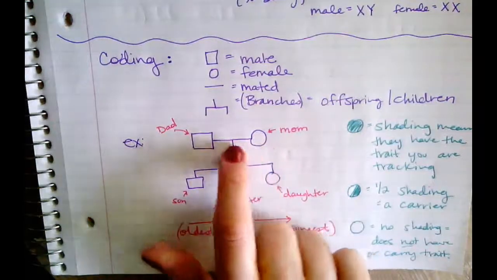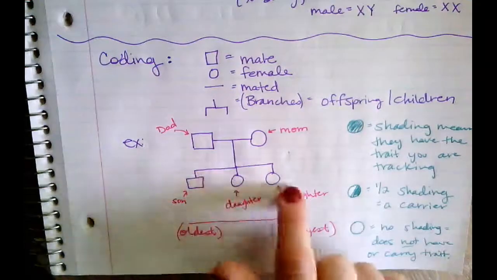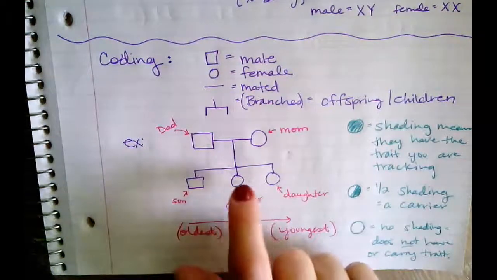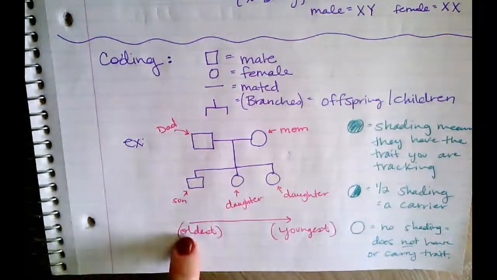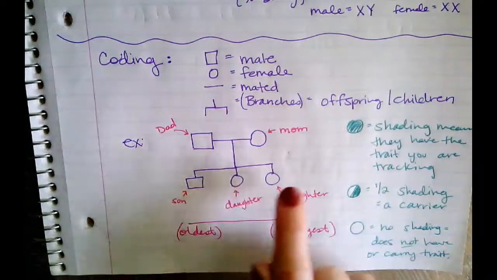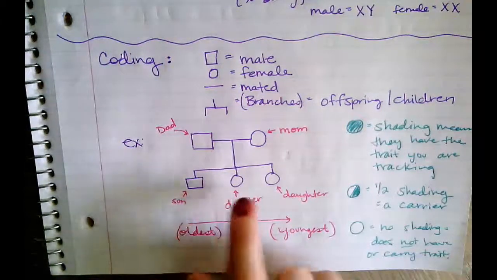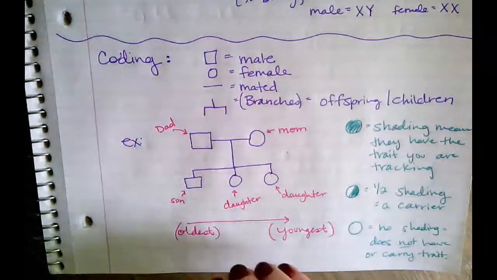The reason I know that is because of the shapes. And then they had three kids. They had a boy and then two girls. You can see that when you go from left to right, it is the oldest to the youngest. So we know that they had a boy first, and then they had a girl, and then they had another girl. So this would be a son, daughter 1, and daughter 2. That's just a general gist of how you code a pedigree.